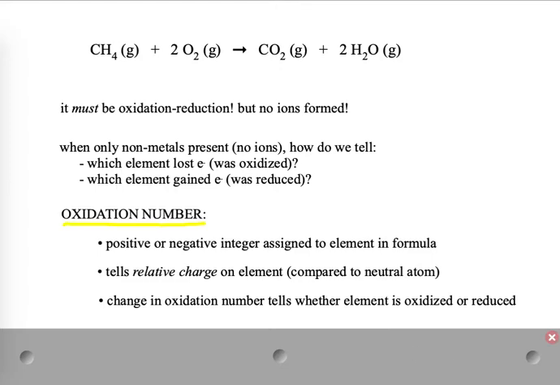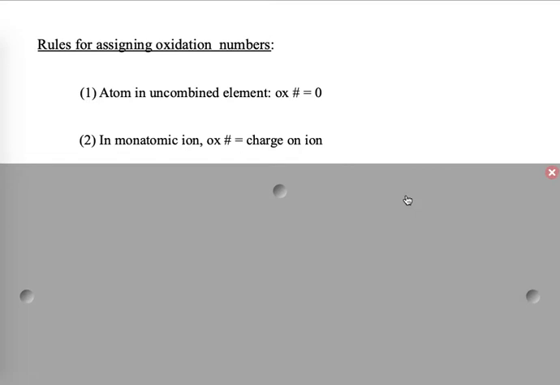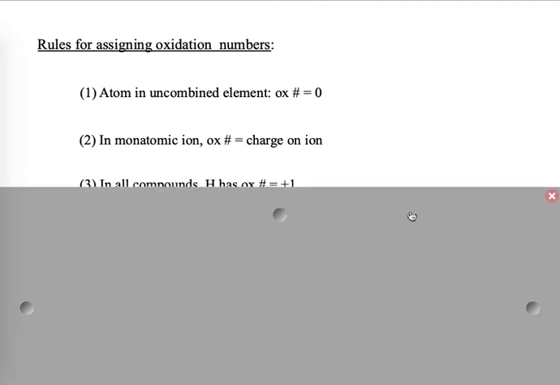So first, let's review the rules for assigning oxidation numbers. Rule number 1, if the atom is present as an uncombined element, meaning the pure element, the oxidation number is 0, which makes sense because if the oxidation number tells the relative charge compared to the neutral atom, if it is the neutral atom, the oxidation number is 0. In a monatomic ion, that is an ion that exists as a single atom with a positive or negative charge, the oxidation number is equal to the charge on that ion.